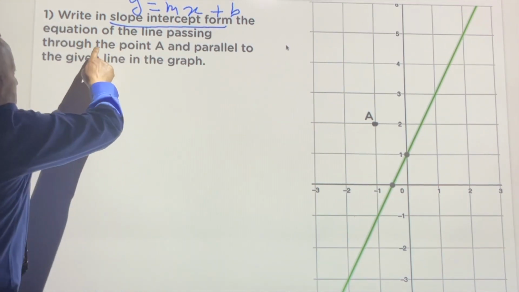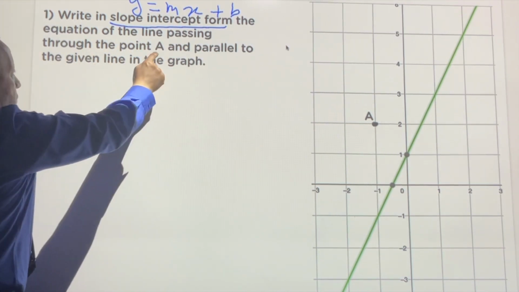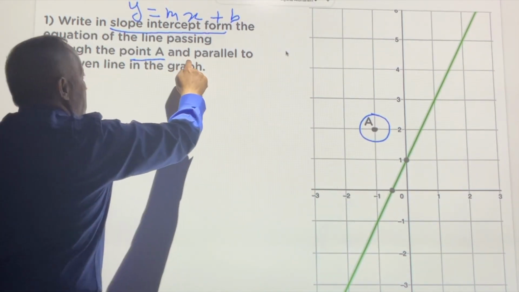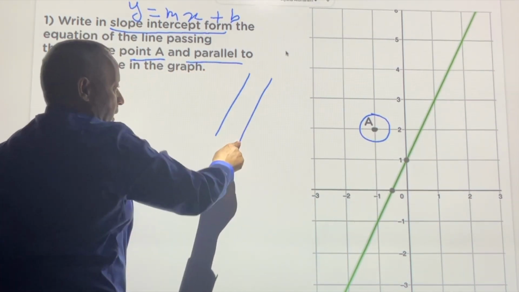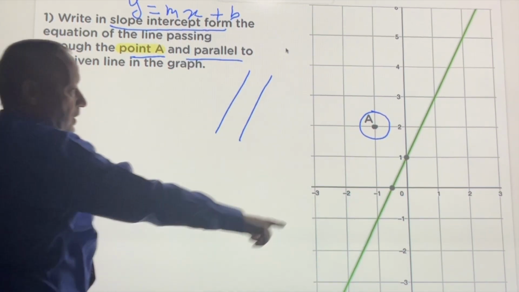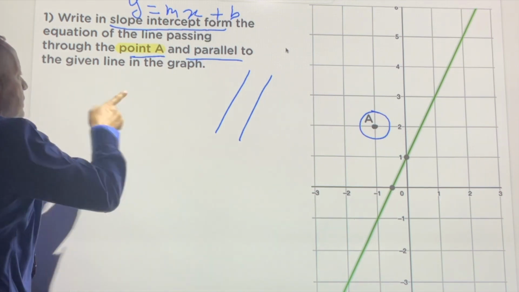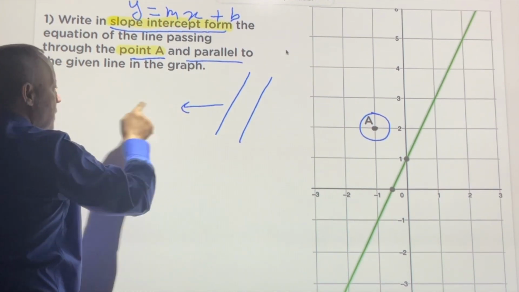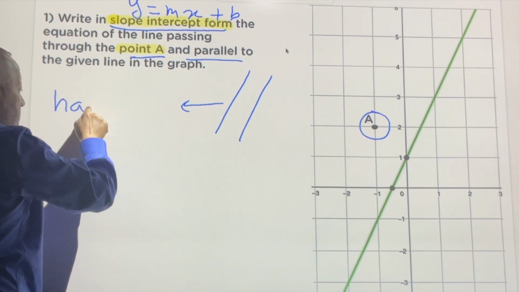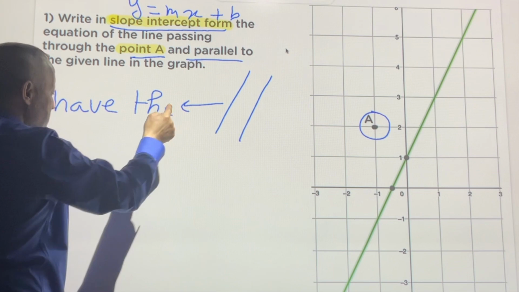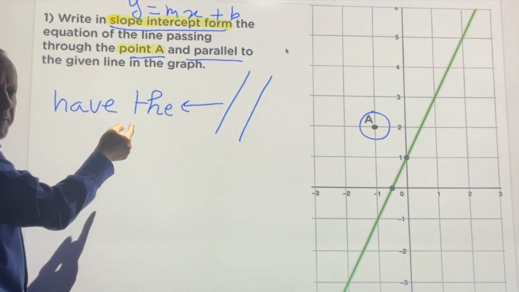The equation of the line passing through the point A, this point, and parallel to the given line. The given line is this line in the graph. Now, parallel lines have the same slope. Parallel lines have what? The same slope.